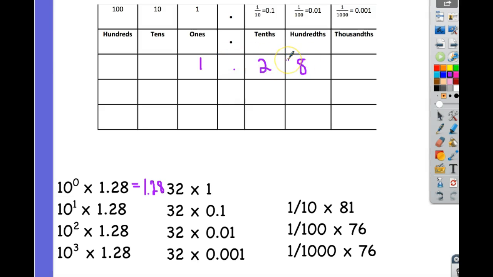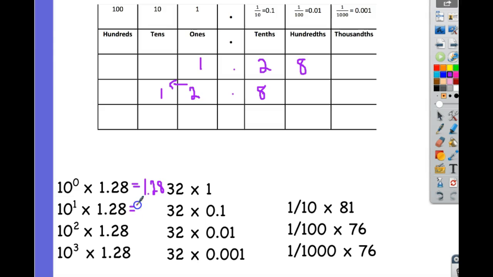So I have 1.28. Now, if I'm going to multiply it by 10, what does that mean I'm going to be doing? Well, if you multiply something by 10, think about it, that number gets bigger, doesn't it? Yes, it does. When a number gets bigger by a power of 10, that means it's going to be moving basically 1 place over on the place value chart. So we moved this over 1 place value. Now, the answer, when I multiply 10 times 1 and 28/100, it's going to equal 12 and 8/10.